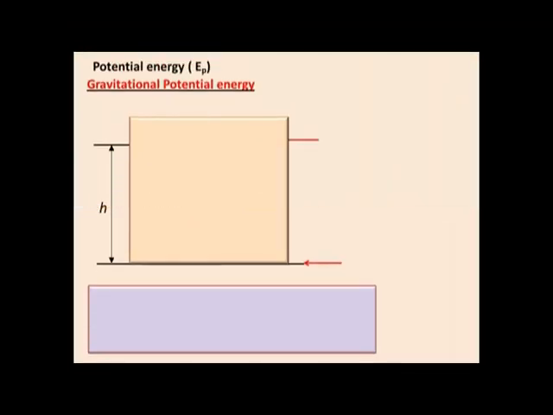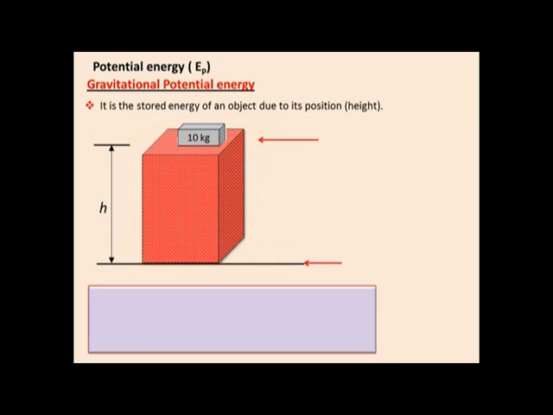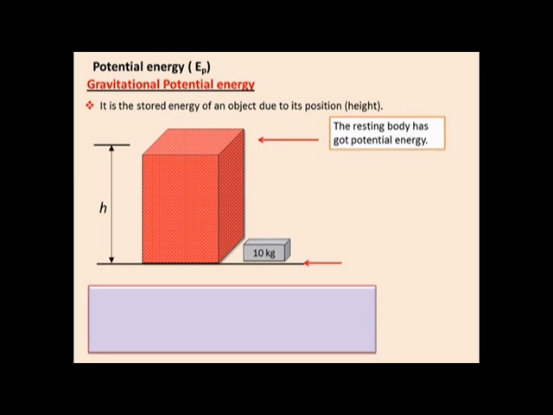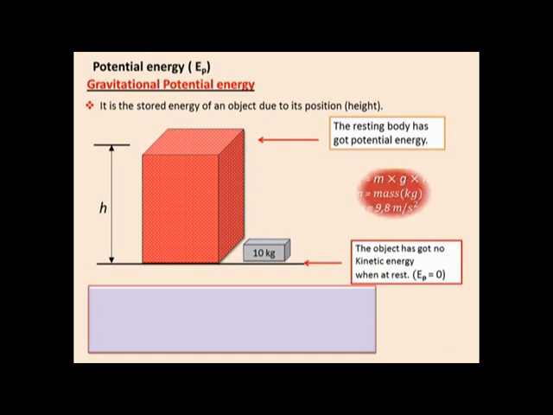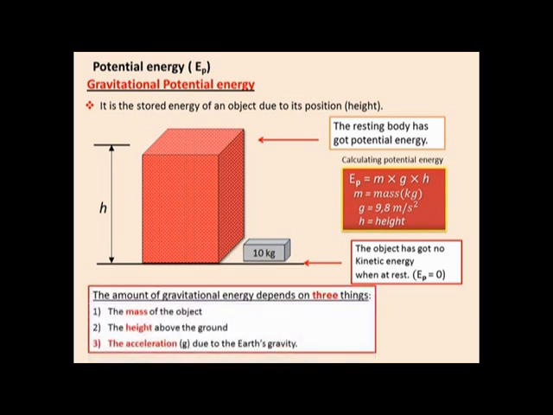Potential energy. Gravitational potential energy. It is the stored energy of an object due to its position. The resting body has got potential energy. The object has got no kinetic energy when at rest. Potential energy is m times g times h. Calculations are not necessary for N1.